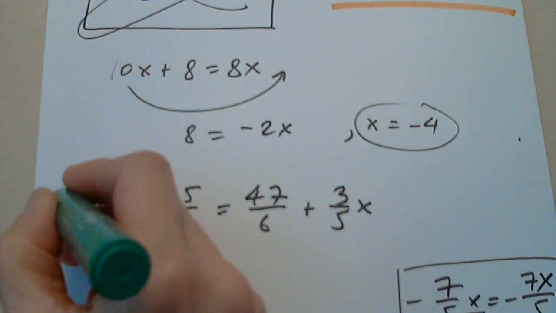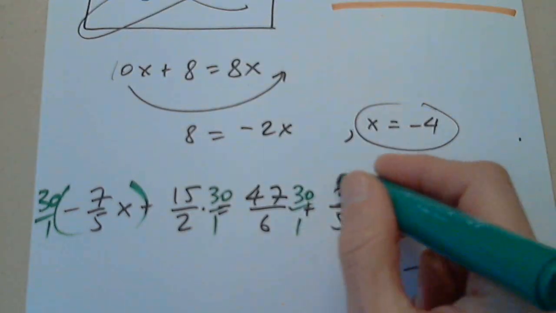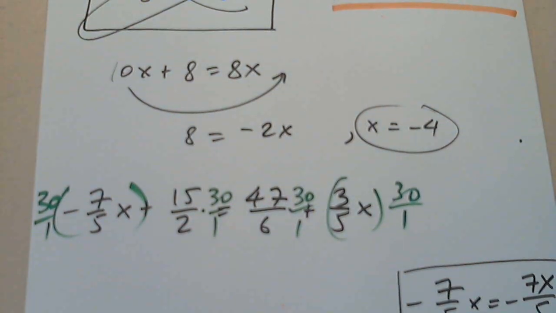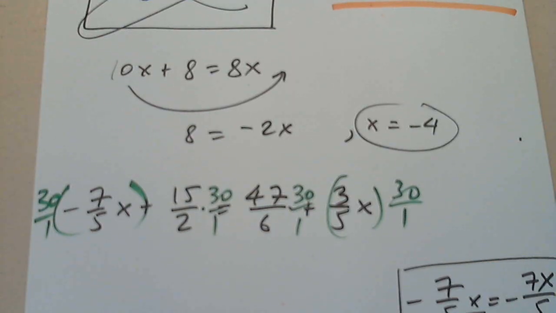I'm multiplying by 30 over 1, because I will simplify before multiplying. I will not multiply. I will simplify.